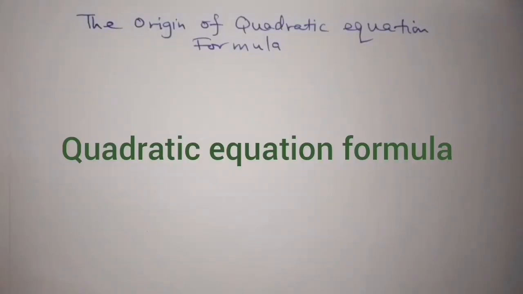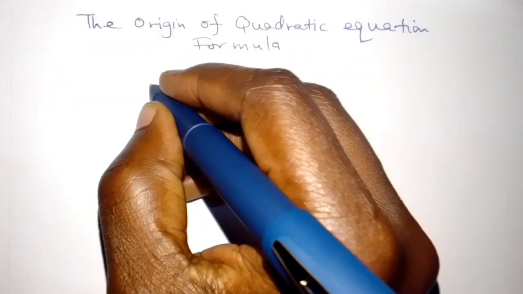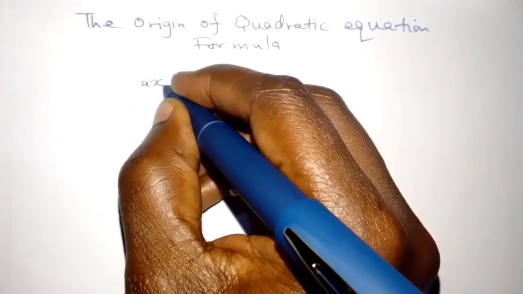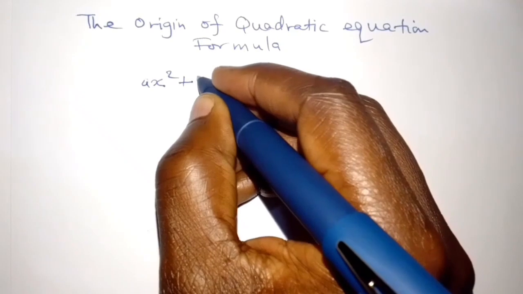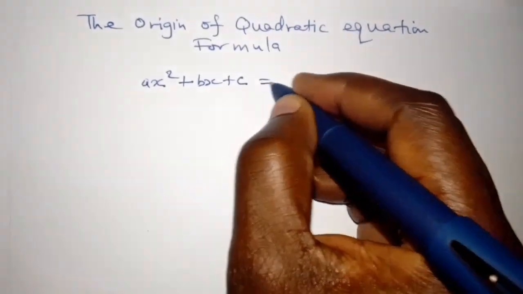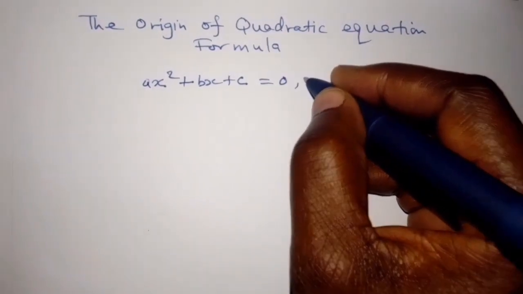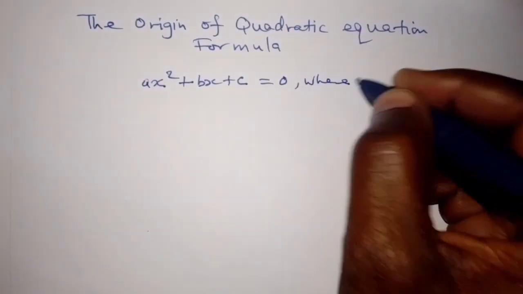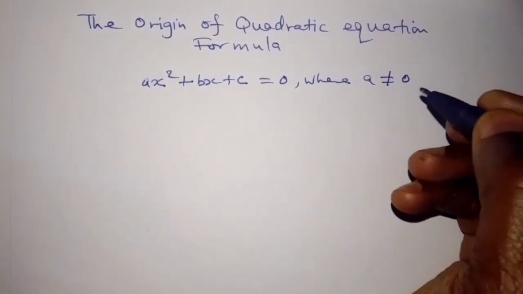The origin of the quadratic equation formula. Let us consider the general quadratic equation ax squared plus bx plus c is equal to 0, where a is not equal to 0.